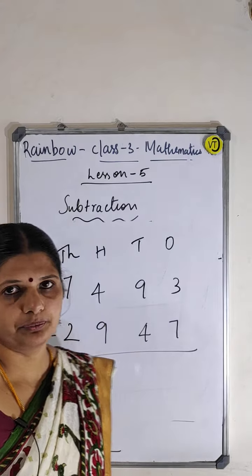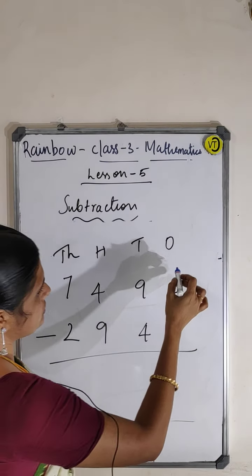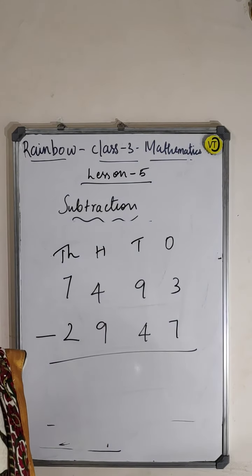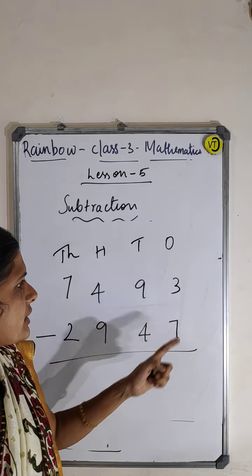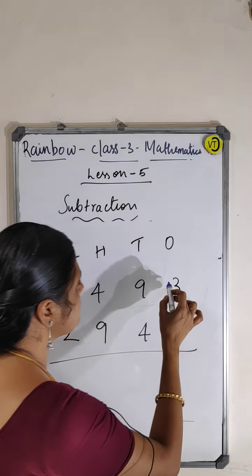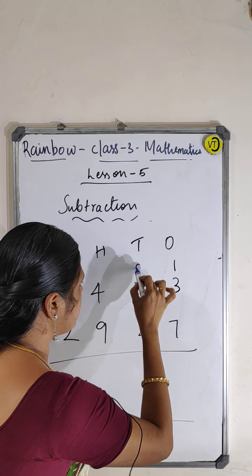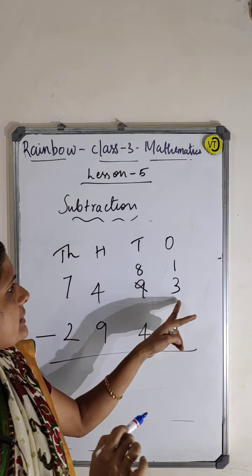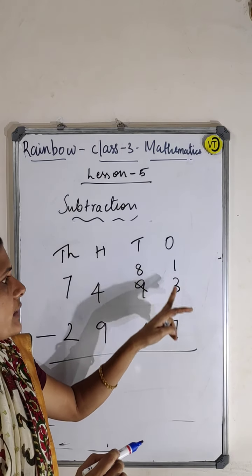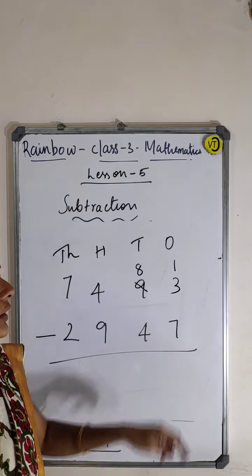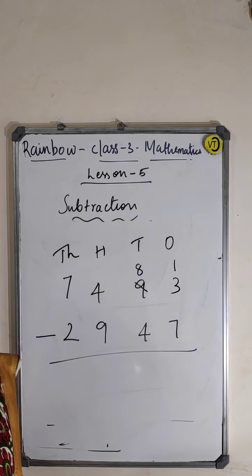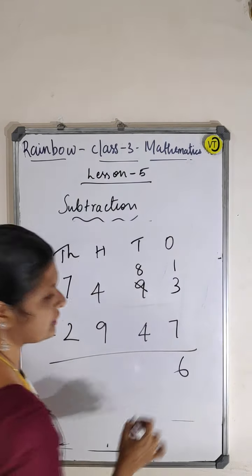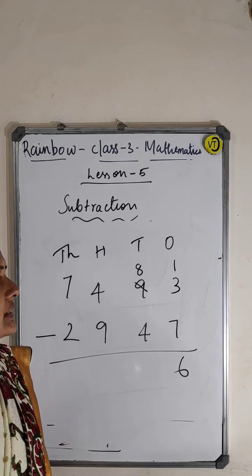You have to listen here again. So 3 minus 7, can it go here? 3 minus 7, no, right? This is 13, this is 8, I am taking 1 ten, it is okay. 1 ten plus 3 is 13. 13 minus 7 is 6. This is 6.